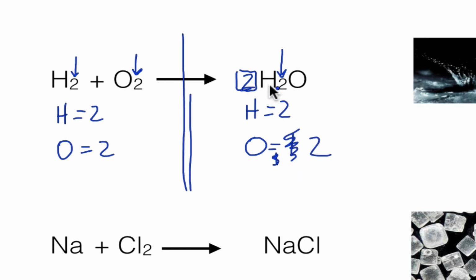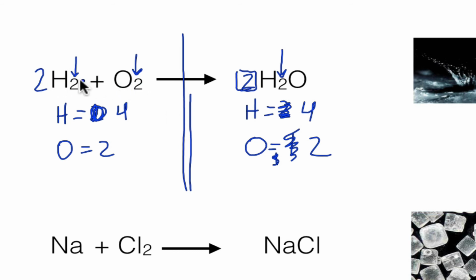But that also changes our hydrogen. Now we have 4 hydrogen on this side. So now our oxygens are balanced. Hydrogen is not balanced anymore. So we can go back over here. If we put a 2 in front of this, now we have 4 hydrogens again. So now we have 4 hydrogen, 2 oxygen, 2 oxygen. Now that's a balanced equation.